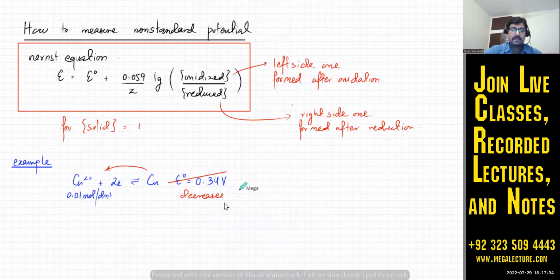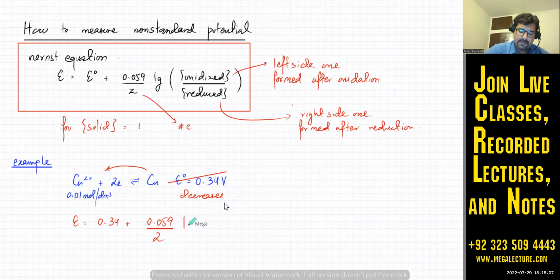Now let's calculate the new potential. We're going to use the Nernst equation. E is equal to E naught, and E naught is 0.34, plus 0.059 over Z. I forgot to tell you what Z is. Z is the number of electrons in the equation, which in this case is 2.